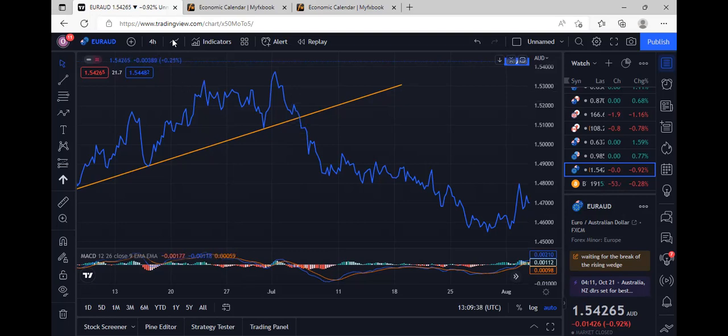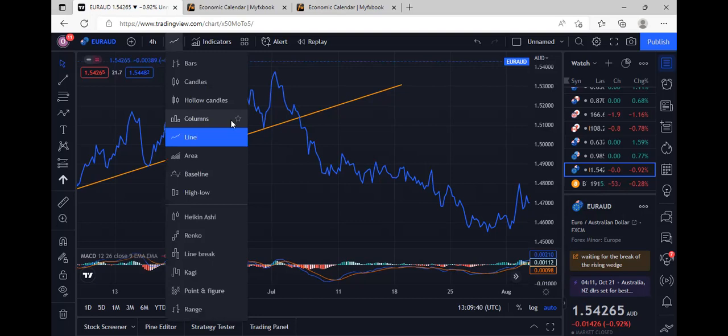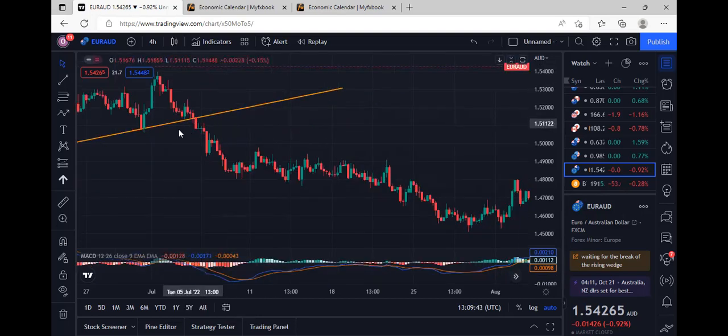So once you see the market break out with a very big candle, then we mean that the market has broken structure.